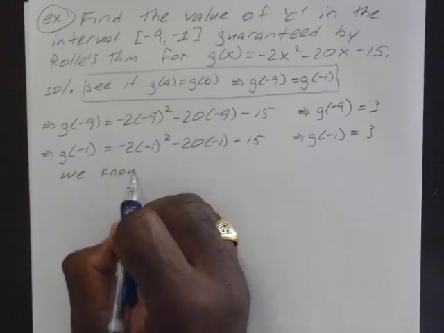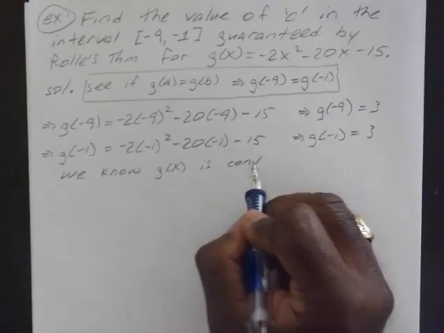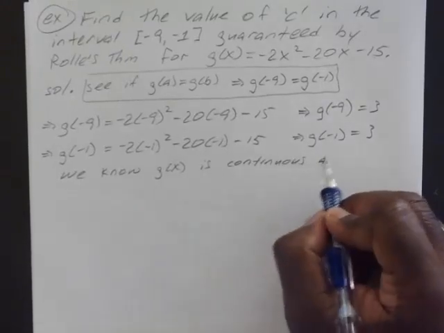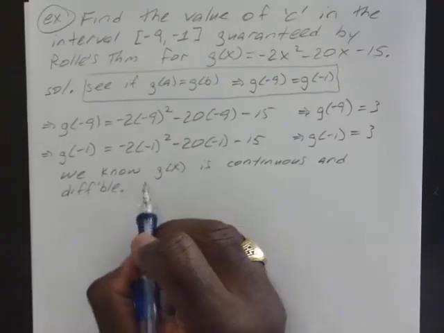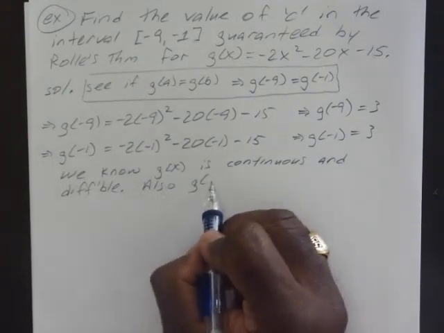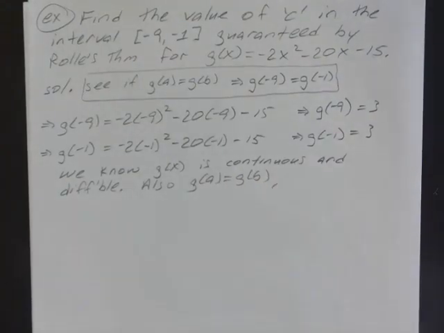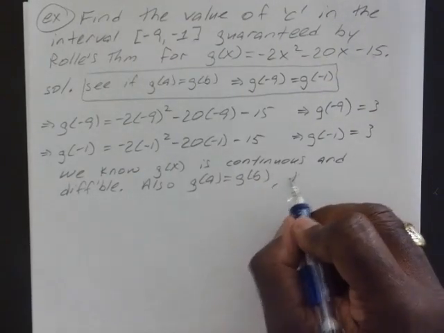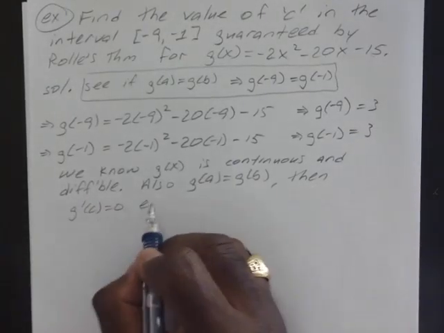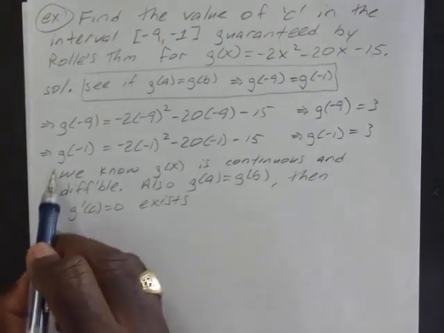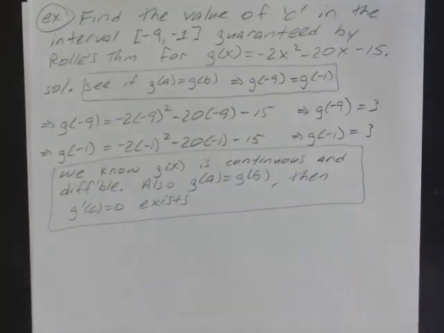So we know that g of x is continuous and differentiable. Also, g of a is equal to g of b. Then we know that a c with g prime of c equals 0 exists. Okay, so that's all that told us. We now just have to find that value of c.